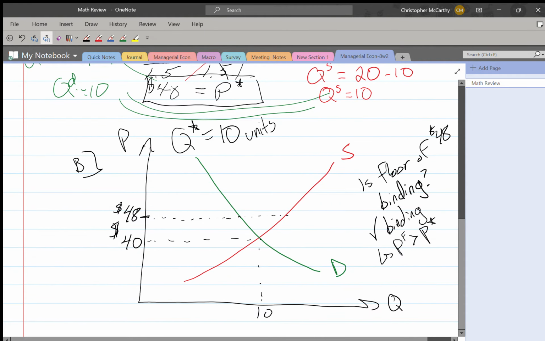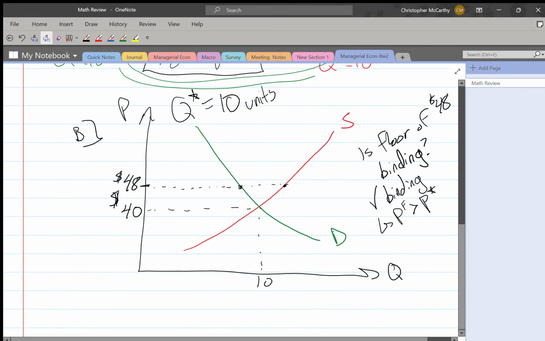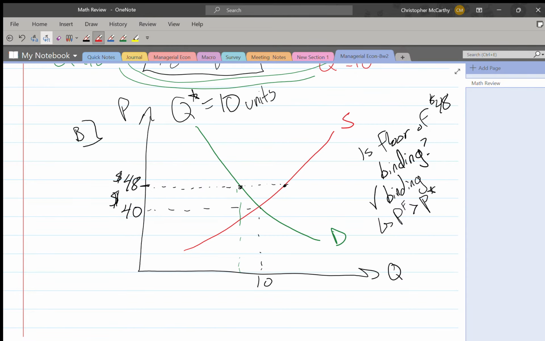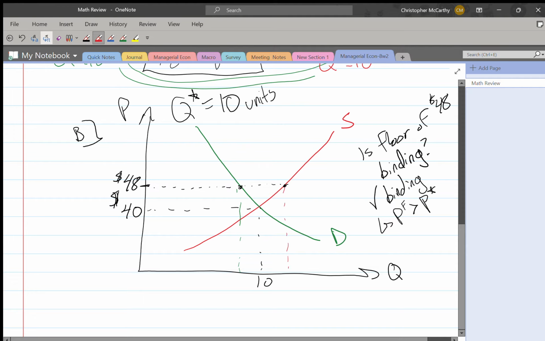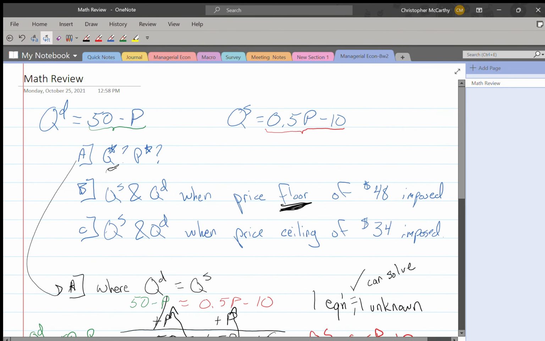Now that we have this graph and this setup, I think it's a little bit easier for us to figure out what the quantity demanded is. That's this green line and the green reflection. What the quantity supplied is, that's the red line and the red reflection off of the line. And so how do we get these quantity amounts, this quantity supplied and this quantity demanded? Well, we're given equations for that. At the very beginning, we're told quantity demanded is equal to 50 minus P.